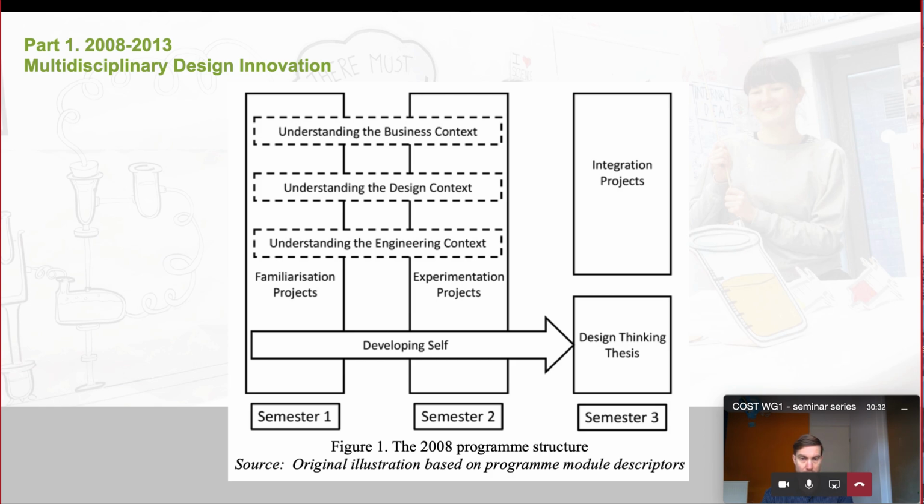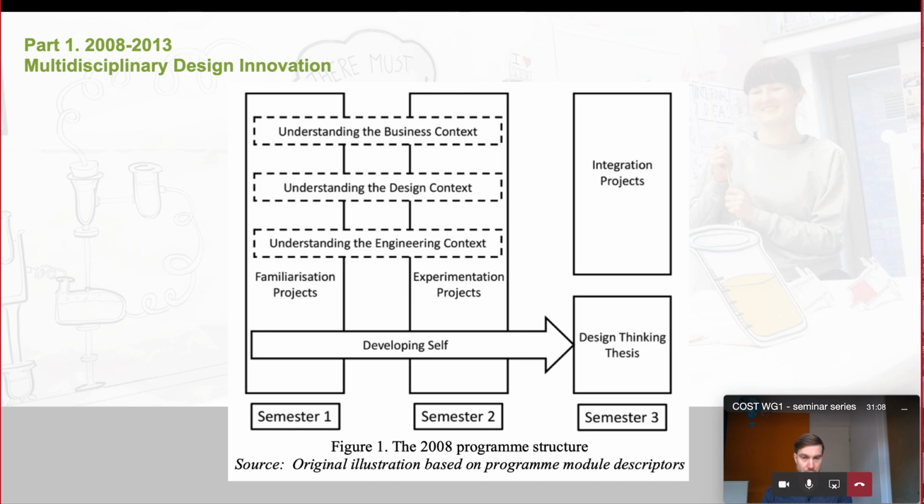And then ultimately in the third semester, a way of integrating all of that knowledge around one central project and a design thinking thesis to explore the key knowledge that the students were deriving. But there were some other supporting elements to this. As you'll see there, understanding the business context, the design context, the engineering context, and developing the self. The developing the self strand to the program was critical.